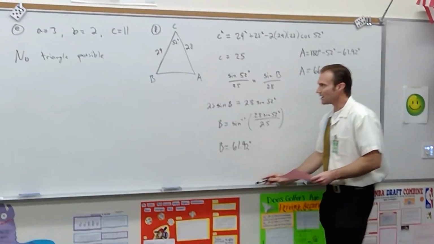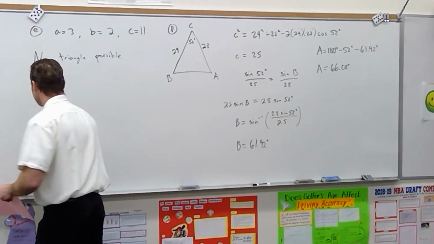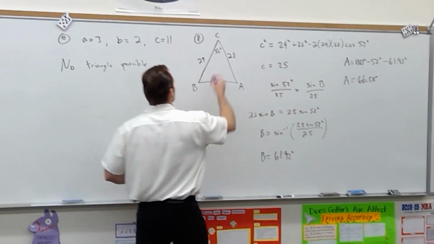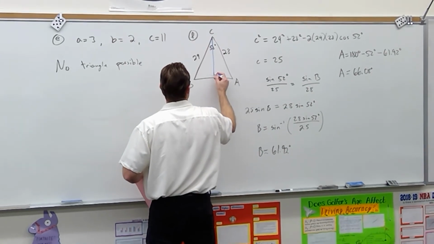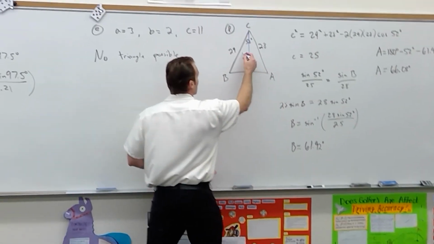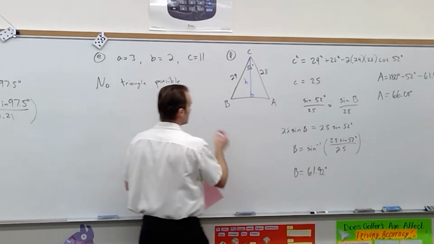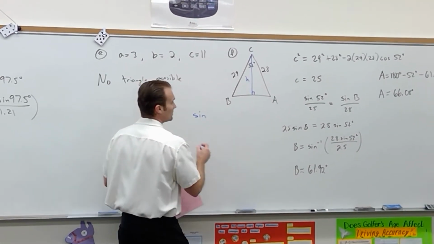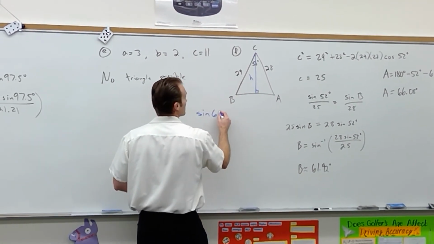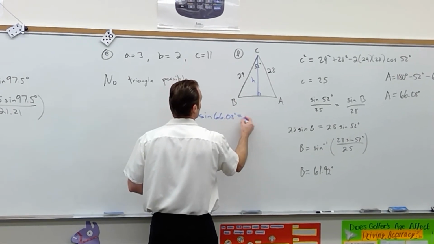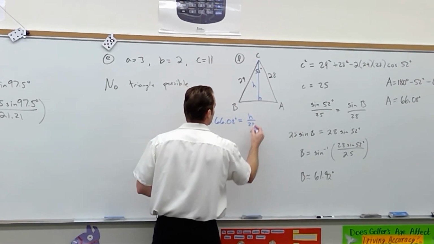Lastly, find its area. So go ahead and drop height, and I can see that sine of 66.08 degrees will equal the height over 28.